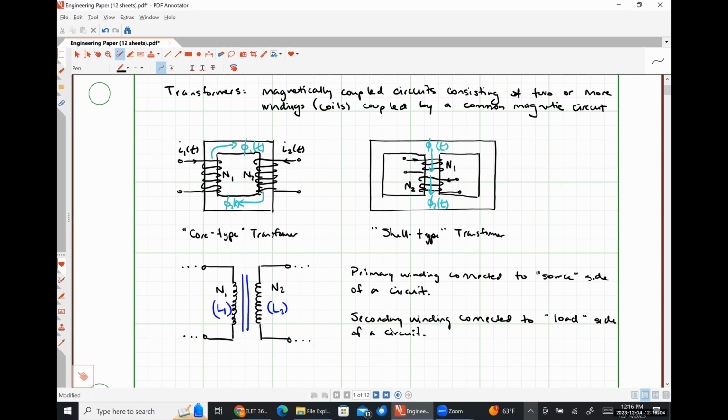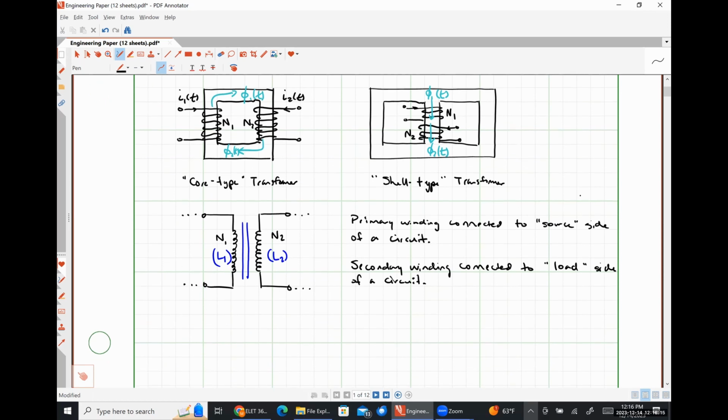When the number of turns in each coil are not equal to each other, so if N1 is not equal to N2, then we also have some other common terminology that we use. So whichever coil has the larger number of turns is usually referred to as the high voltage, or HV side of the transformer.